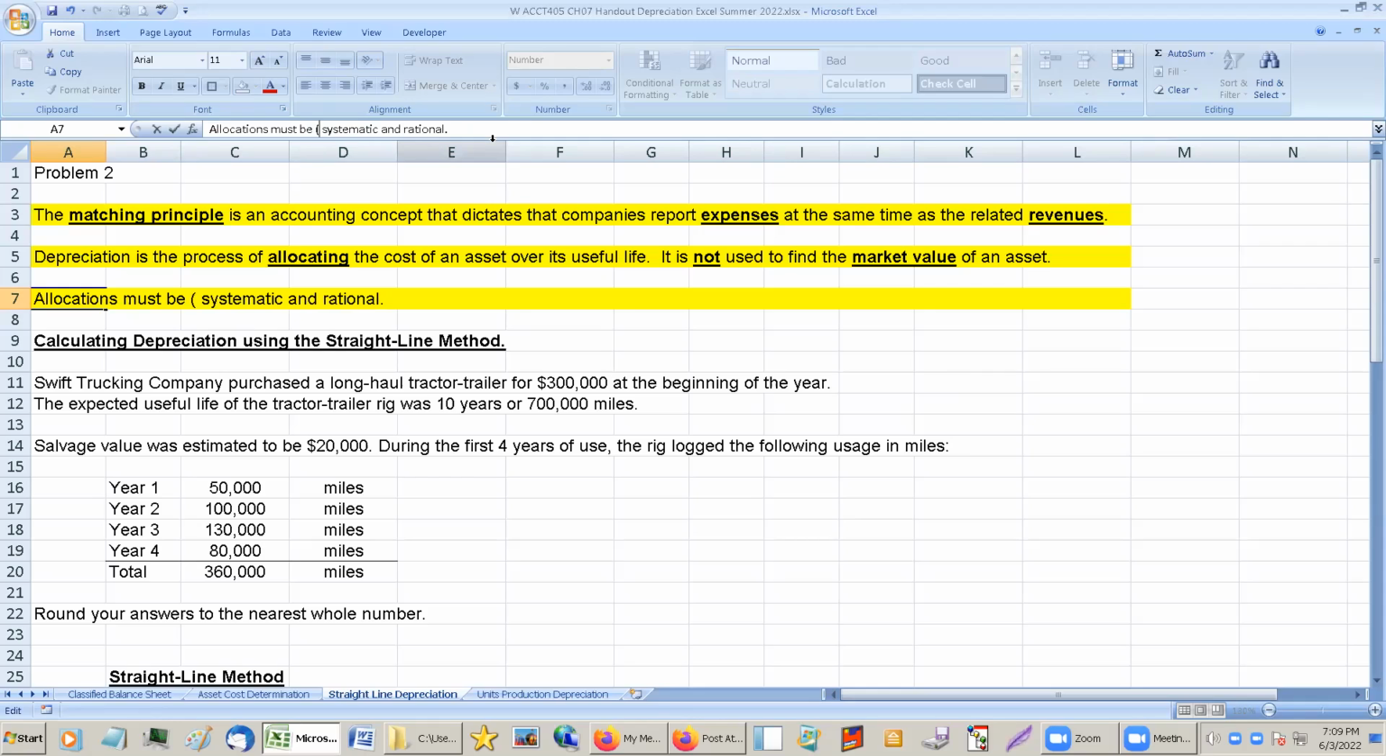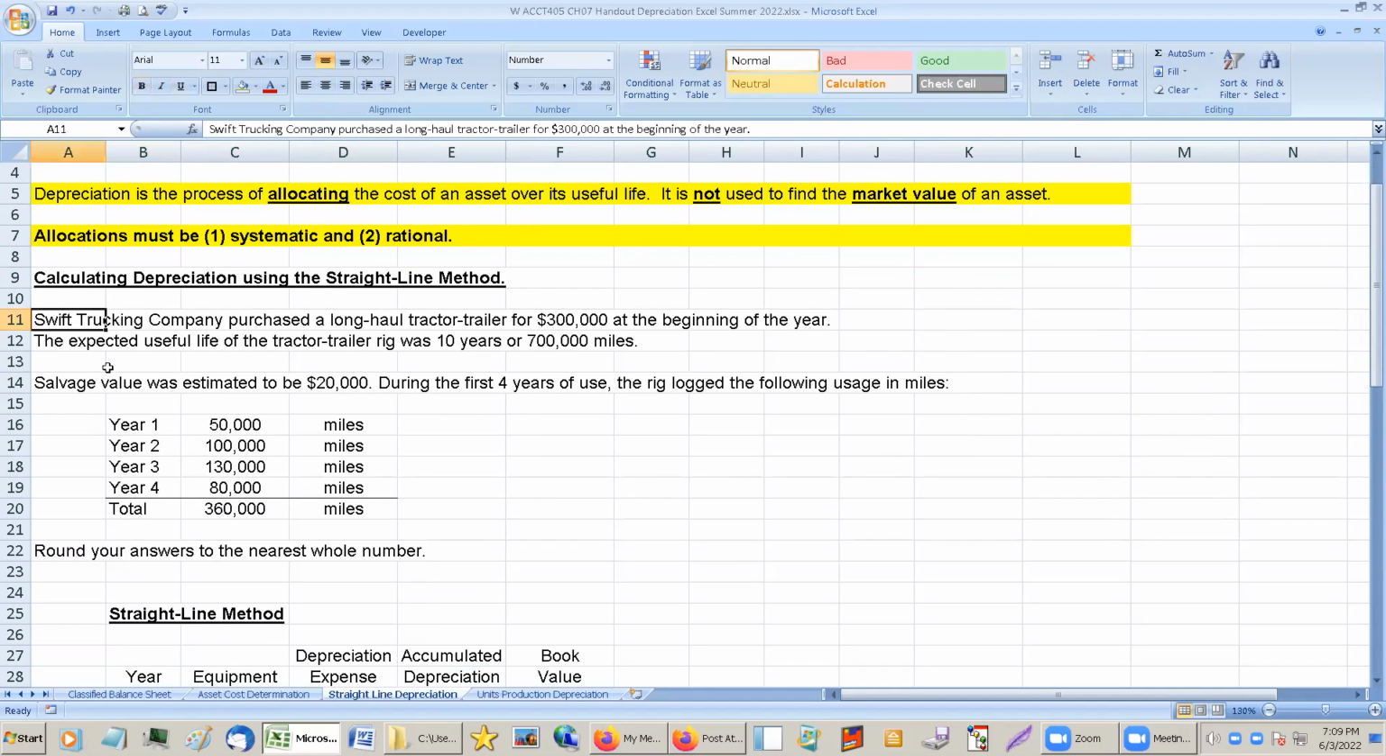They have to be both. Systematic just means that it's repeatable with the same outcome, and rational just means it makes sense. So allocations must be systematic and rational. So these methods we're using, they must be systematic and rational. And luckily they are. Okay.